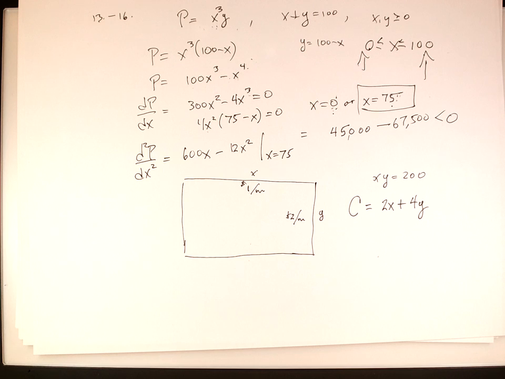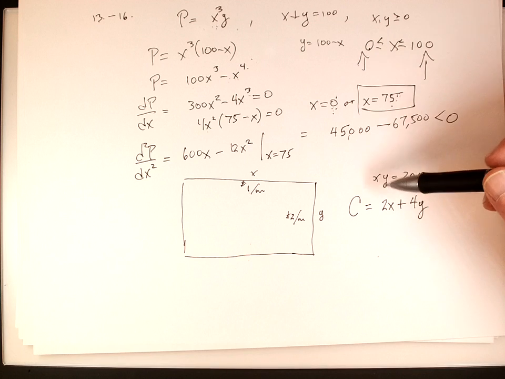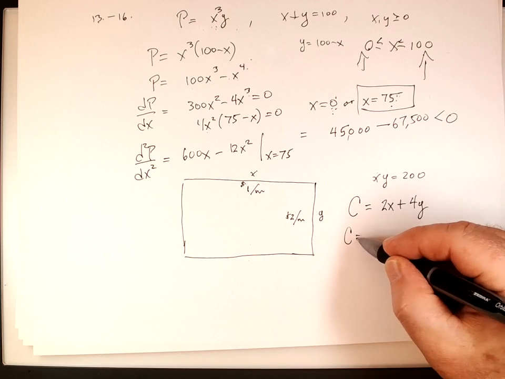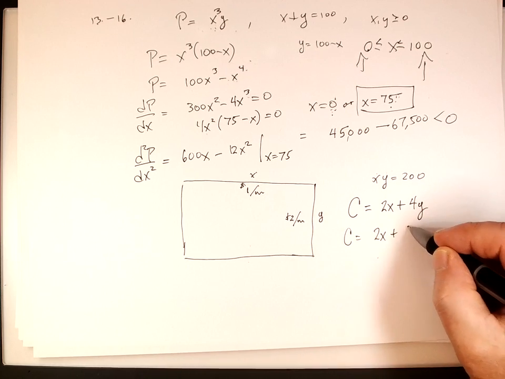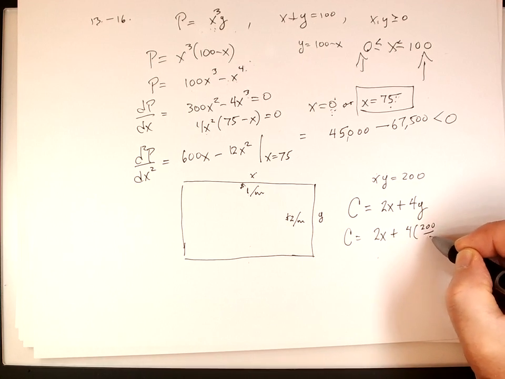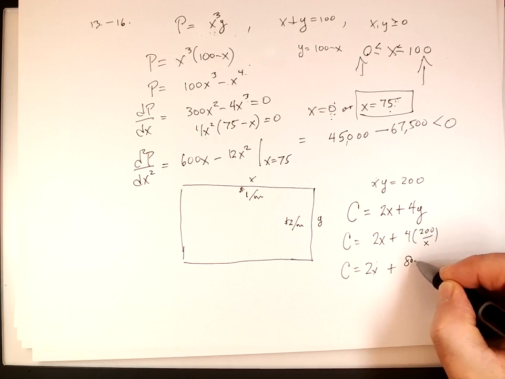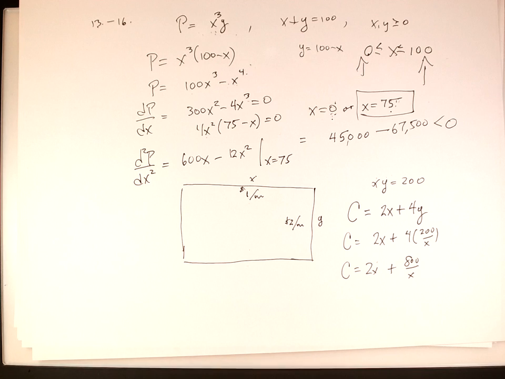That answer is A. Then I asked for the cost in terms of x alone. Well, we have a relationship between x and y. We can solve for y, which is 200 over x. So we can write it this way. So the cost is equal to 2x plus 800 over x. Okay? That's the cost in terms of x. C is the answer there.